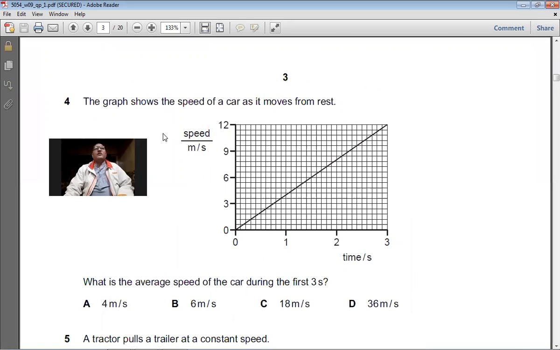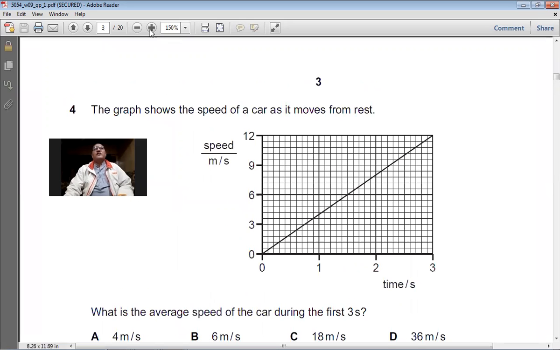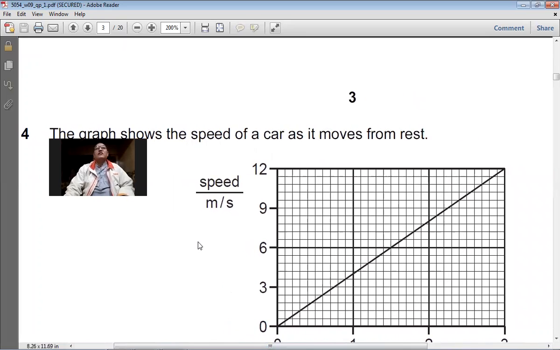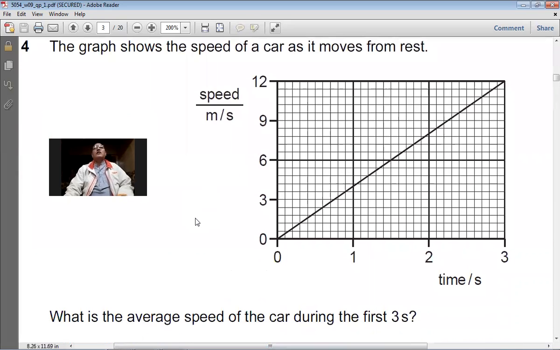Okay, so we have question number 4 coming up on your screen. Let's increase the size so you can see the whole question. It says the graph shows the speed of a car as it moves from rest. What is the average speed of the car during the first 3 seconds? So it's a speed time graph. On the y-axis, we have speed. On the x-axis, we have time.